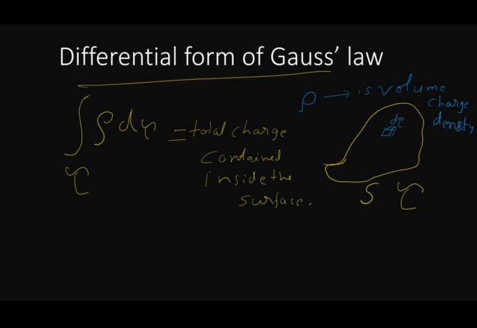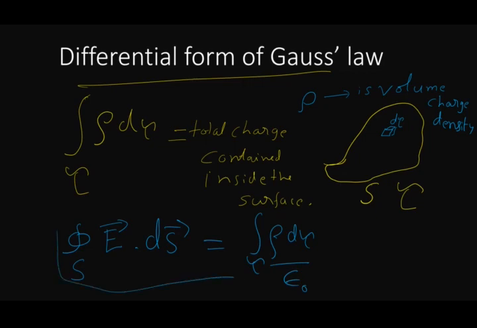Now, from Gauss law in integral form, the surface integral over that surface S of E dot ds is equal to the total charge contained, that is the integral over the volume tau of rho d tau, divided by epsilon naught. Remember this equation.